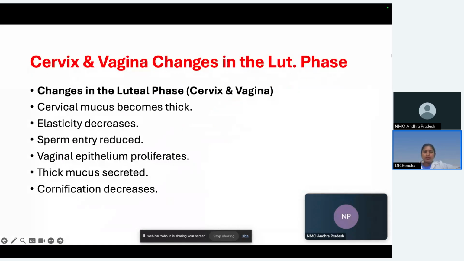Next, cervix and vagina changes in the luteal phase. What happened previously? It was very thin mucus, huge amounts of mucus. More mucus was present. Sperm was going very fast, very easily. But here, cervical mucus becomes very thick. Elasticity decreases. Sperm can't go through thick fluid. Vaginal epithelium also proliferates. Very thick mucus is produced. Okay, these are the changes in the cervix and vagina in the luteal phase.